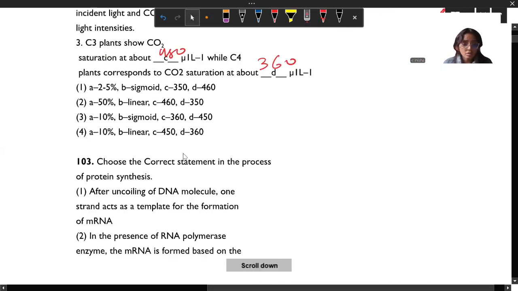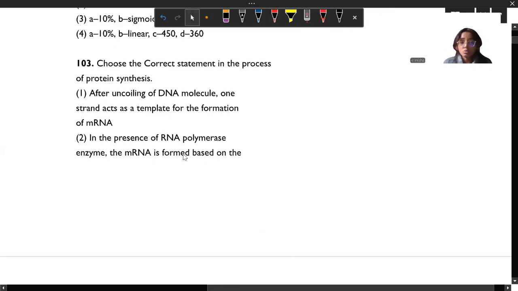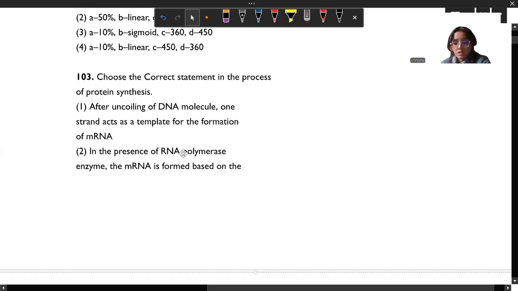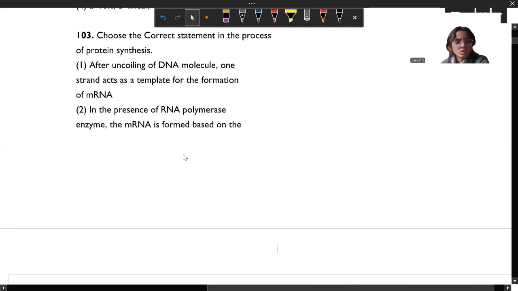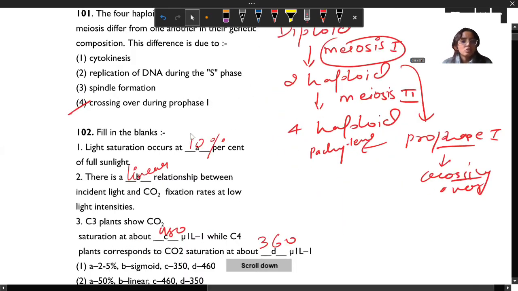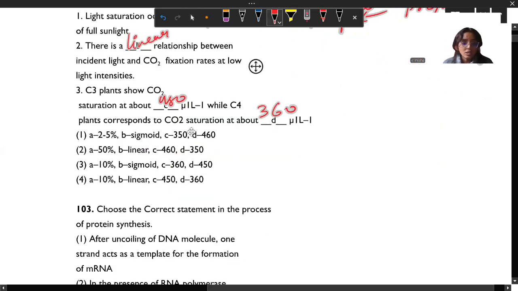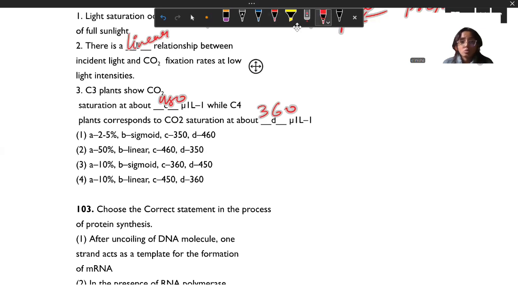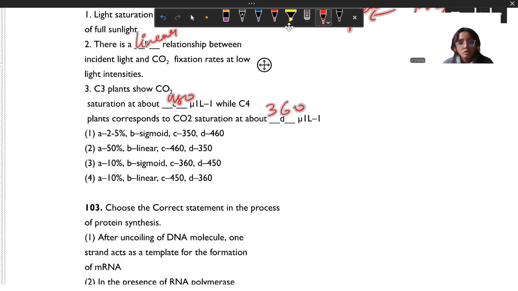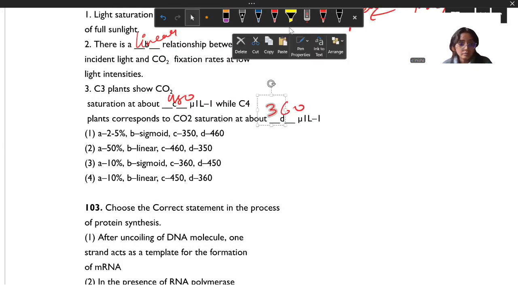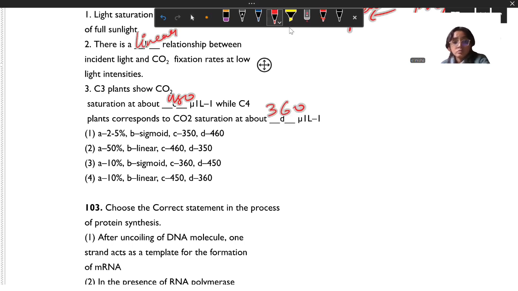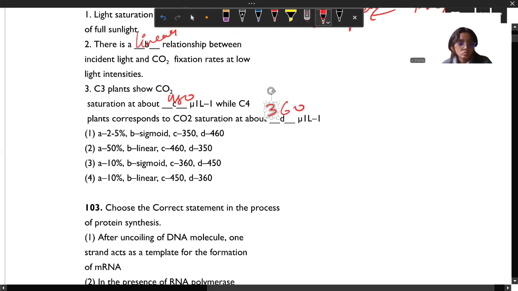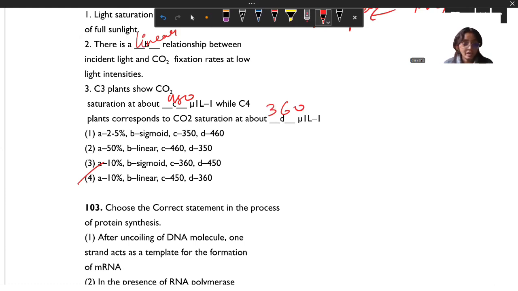Now moving on to question number 103. So I did not say the answer to question 102. One second. The answer to question 102 is option number 4. I hope it is clear. I'm sorry, some technical glitches. I'm not a very technology friendly person.